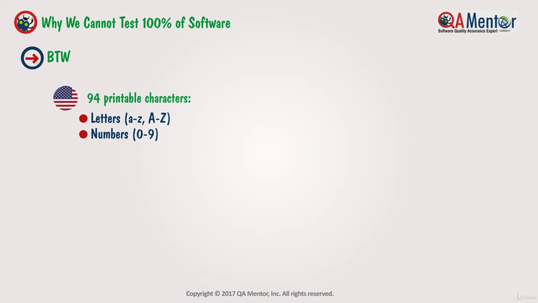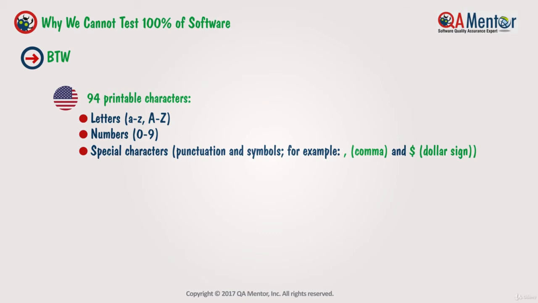By the way, if the language of our input is English, we can type 94 printable characters. Letters A through Z lowercase and A through Z uppercase, numbers 0 through 9, and special characters, punctuation, and symbols, for example, comma and dollar sign. Space, produced by the spacebar on a keyboard.